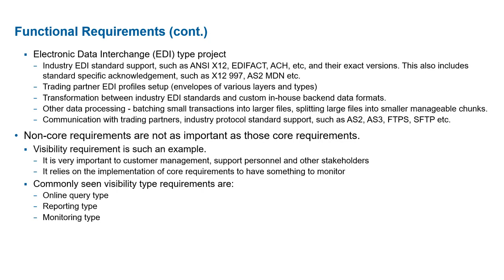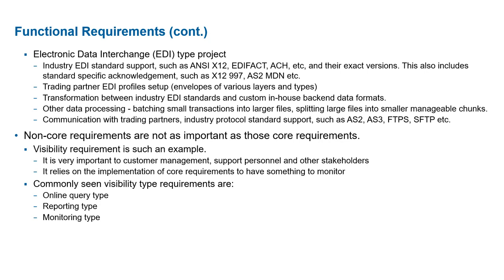So definitely understanding and handling those standard-specific acknowledgements, right? Like X12 997, or if you're talking about the AS2 protocol, then it's AS2 MDNs, setting up all that, right? So I'm just giving a very high level understanding. The second one is around trading partner EDI profiles, like how do you set up and manage those trading partner EDI profiles, including the envelopes, right, at different layers, whether it's an interchange level or a group level or a transaction level, and then the different types, right?